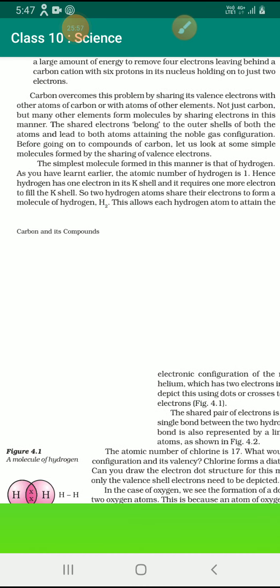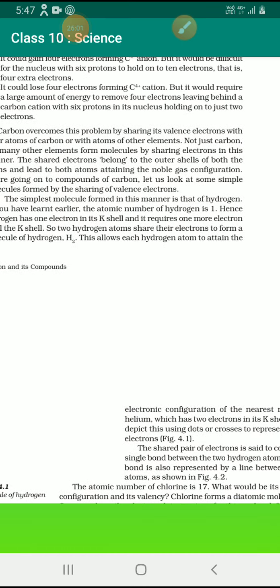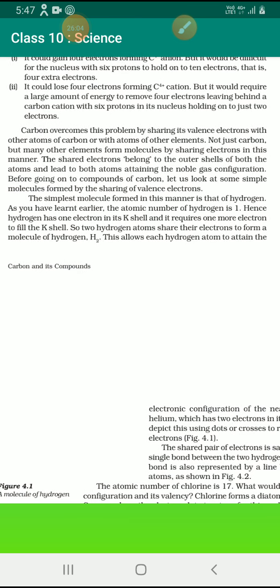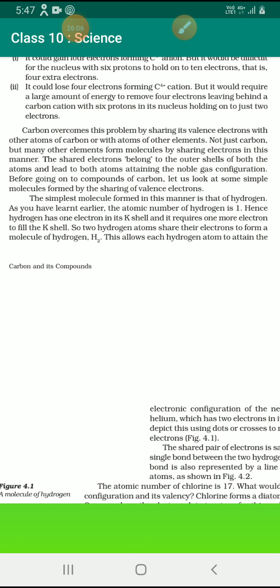So what are these? Let's try to understand. The simplest molecule formed in this manner is hydrogen. As we have learnt earlier, the atomic number of hydrogen is 1. So hydrogen has only one electron in its outermost shell, nothing but the K shell, the first shell. And it requires one more electron to fill the K shell, because as we discussed in the previous class, electrons always stay in pairs, in the sense of an even number, not an odd number. Here hydrogen has only one, which is odd, so one more is needed to become even.